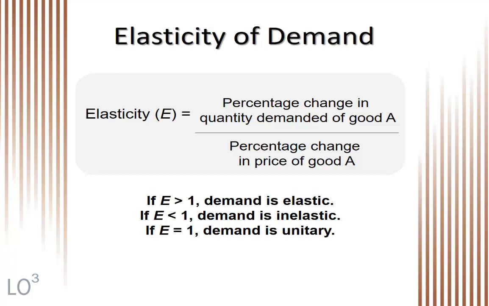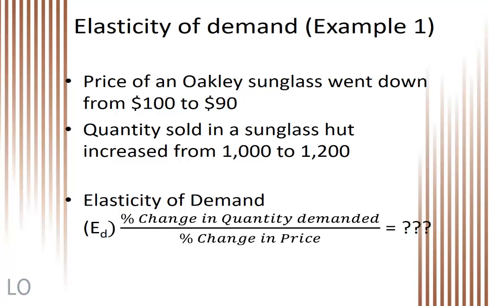So, let's take a look at this example. Here, the price of an Oakley sunglass went down from $100 to $90, and the quantity sold in the Sunglass Hut increased from 1,000 to 1,200. In order to calculate this, we need to calculate the percentage change of the price and the percentage change of the demand. So for the elasticity of demand, what is the percentage change in quantity demanded here? And percentage change in price, you do it yourself. The answer will be provided in a different slide.